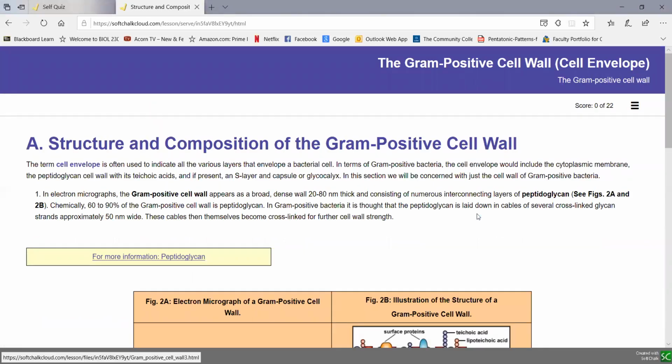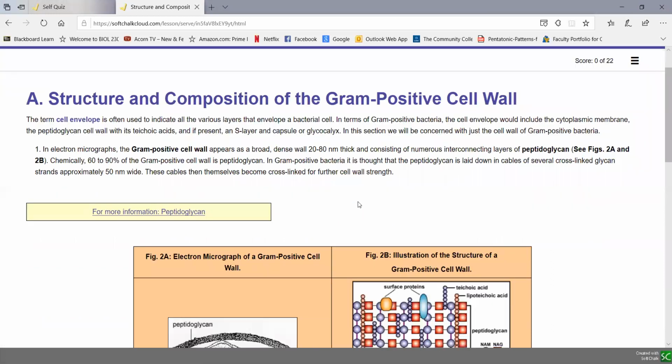Now let's look at the structure and composition of the gram-positive cell wall. So when we see it in an electron micrograph, the gram-positive cell wall appears as a very broad, dense wall, maybe 20 to 80 nanometers thick. A nanometer, remember, is a billionth of a meter. And it consists of numerous interconnecting layers of peptidoglycan. So it's often many layers of peptidoglycan stacked on top of one another. In fact, 60 to 90% of the gram-positive cell wall is just peptidoglycan.